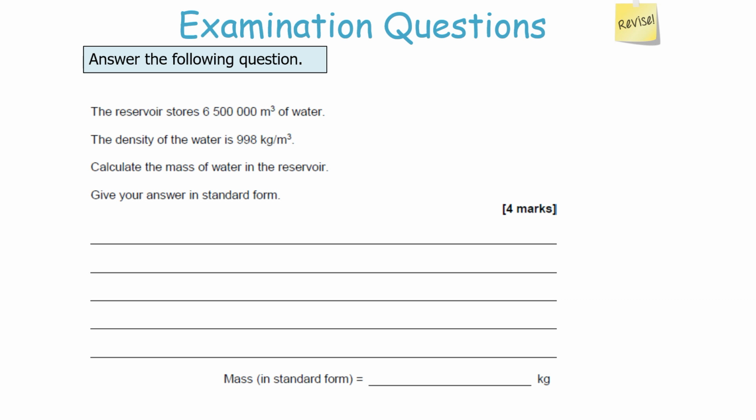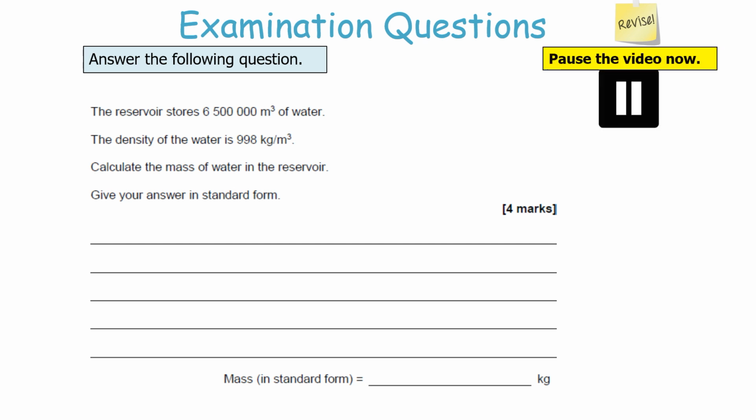The next question says, a reservoir stores 6,500,000 meters cubed of water. The density of water is 998 kilograms per meter cubed. Calculate the mass of water in the reservoir. Give your answer in standard form. So pause the video now, then unpause the video when you want to go through your answer.